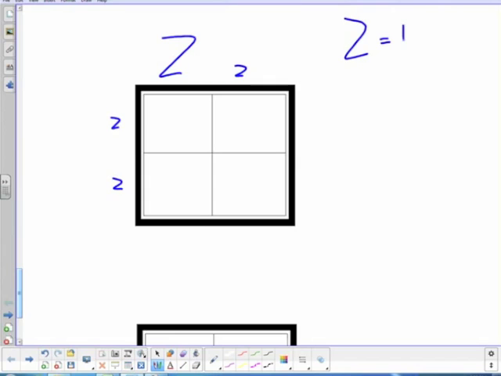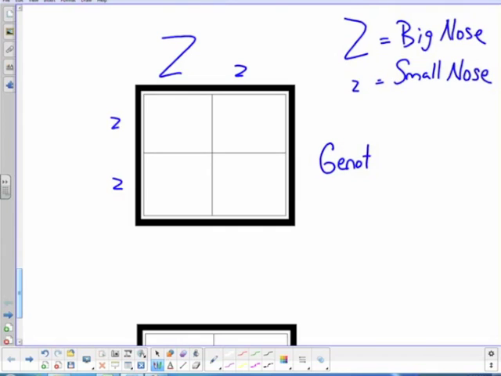Capital Z equals big nose. Lowercase z equals small nose. All right. So I want you to tell me the genotypes and the phenotypes that you get out of this particular combination. What are the genotypes and the phenotypes? Okay. So go ahead and complete this cross right here.